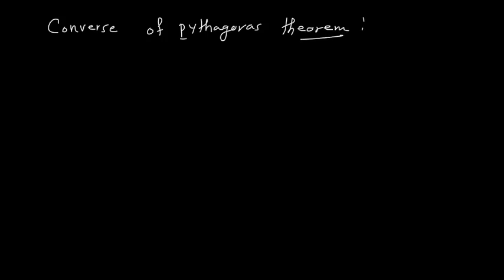If this is Pythagoras theorem, then what is the converse of Pythagoras theorem? Tell me. What is the converse of Pythagoras theorem? Now the converse is that if in a triangle the square of one side is equal to the sum of squares of the other two sides, then the angle opposite to the first side is 90 degrees.